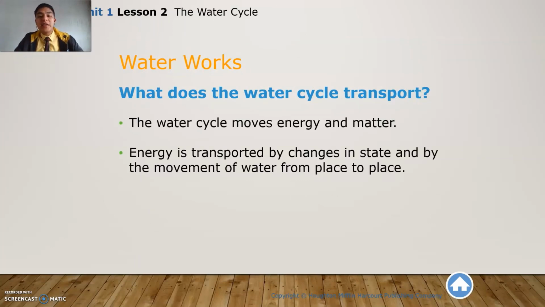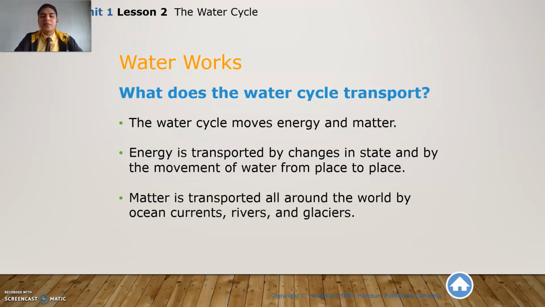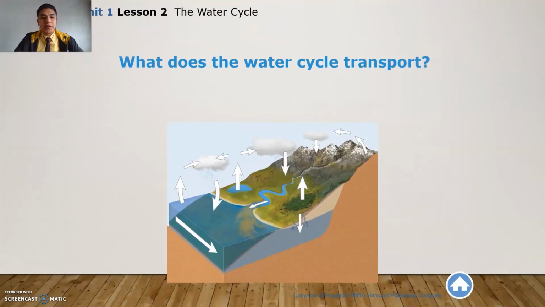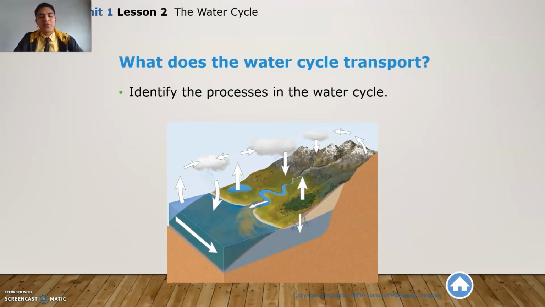So what does the water cycle transport? The water cycle moves energy and matter. Energy is transported by changes in state and the movement of water from place to place. Matter is transported all around the world by ocean currents, rivers, and glaciers. And what does the water cycle transport? You have identified the processes in the water cycle.